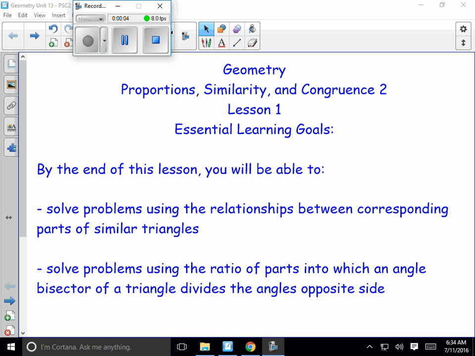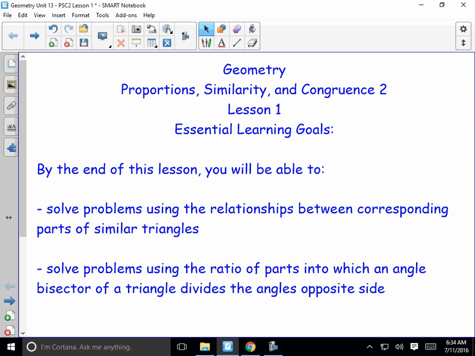Hello, and welcome to today's lesson where we're going to look at more proportions, similarity, and congruence. We're going to be working with very specific parts of triangles in this lesson. By the end of the lesson, you'll be able to solve problems using the relationships between corresponding parts of similar triangles. In doing this, we're going to be able to solve problems using the ratio of parts into which an angle bisector of a triangle divides the angles into the opposite sides.